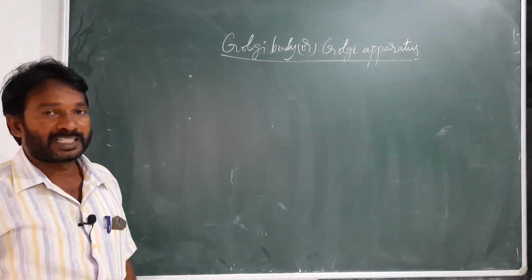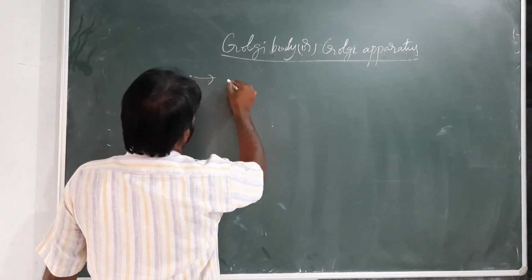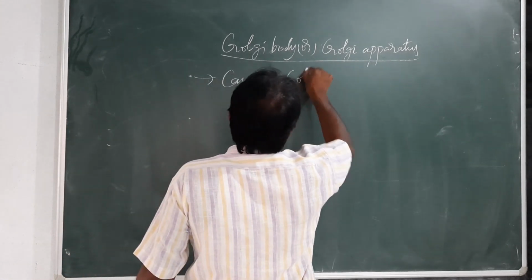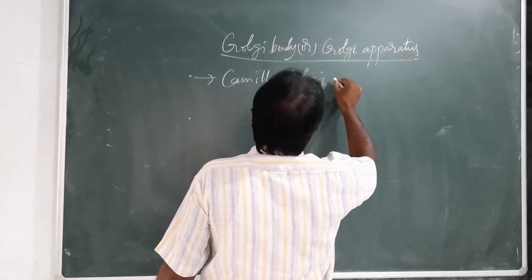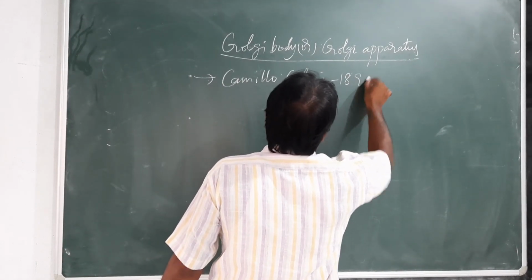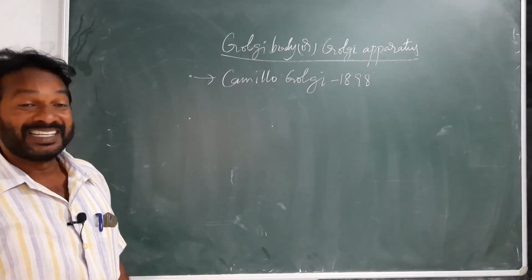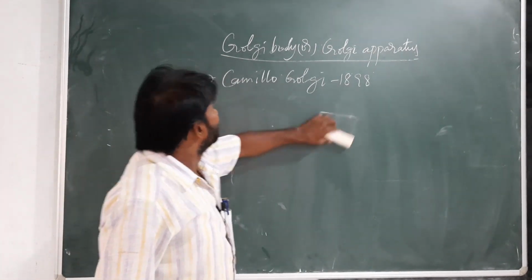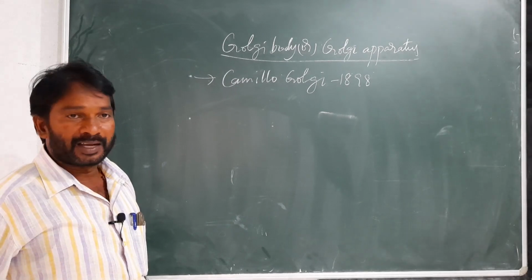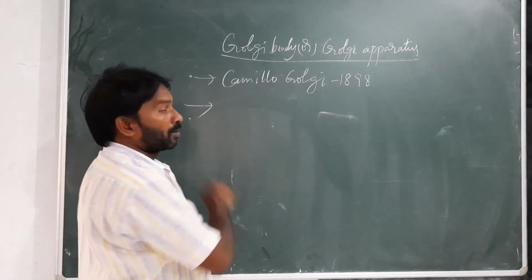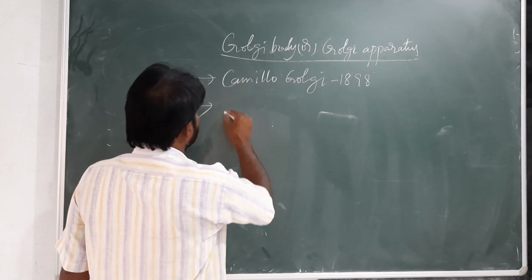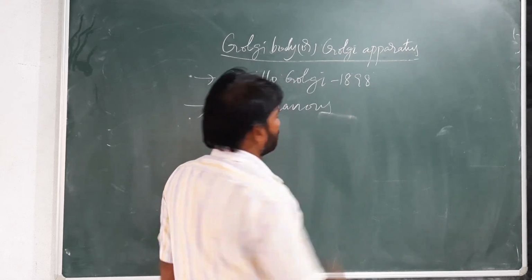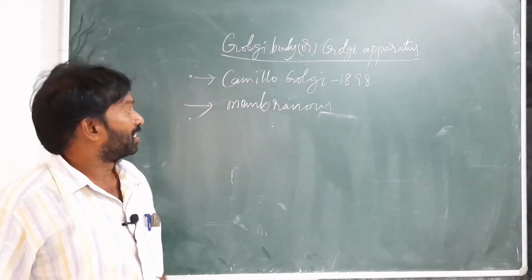This was first observed by Camillo Golgi in 1898. He discovered it using an optical microscope. This Golgi body or Golgi apparatus is also a membranous structure. These membranes create sac-like structures.